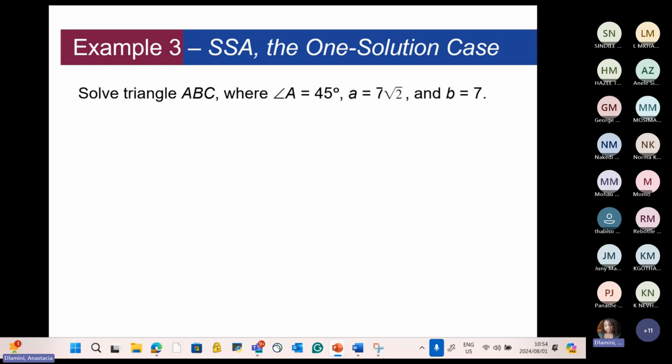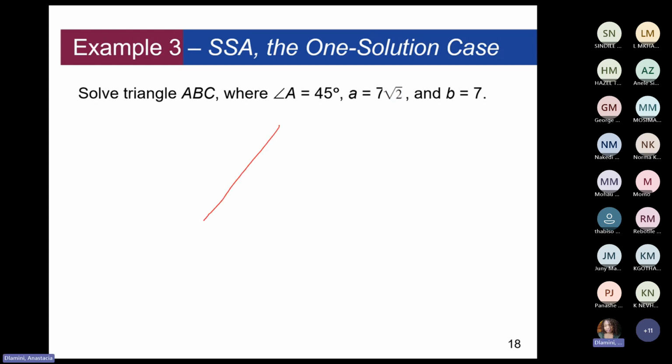Okay. Let's write it. Let me not write too much. So we have this one where we have A, B, and C, and we know this will be small c, small a, small b. And we know small a is equal to 7√2. I'll allow you to use a calculator here. And then we have b equal to 7. And then angle A, this one, is equal to 45 degrees. So now, where can we start?